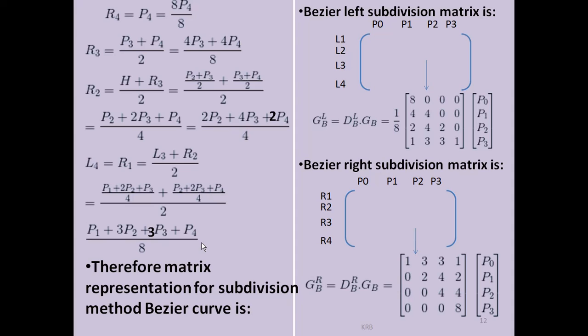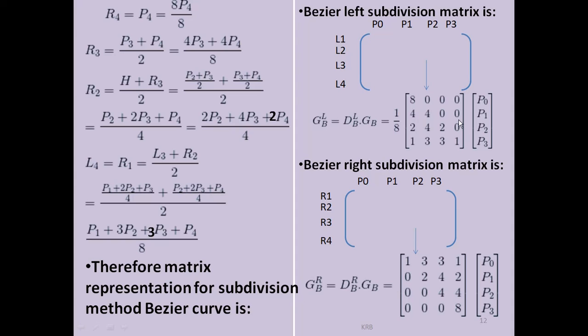As we have seen that these two curve segments are independent of each other, therefore there is an independent matrix for each curve. So the matrix for the Bezier left subdivision matrix is as shown below. So here G to the base B raised to L is nothing but the Bezier left subdivision matrix. It is calculated by D_BL into G_B, that is equal to 1 by 8.